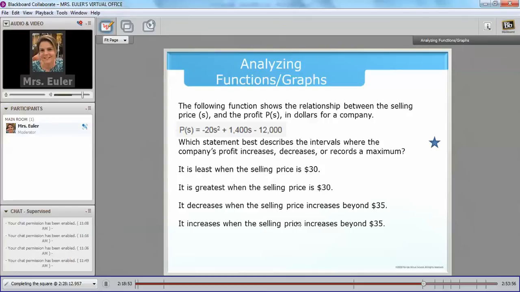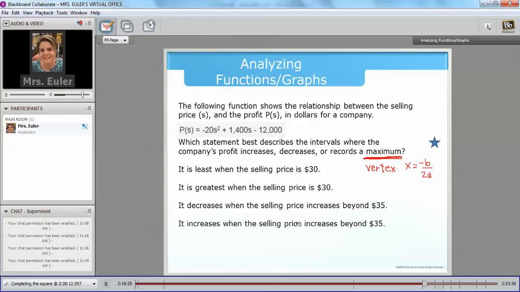Some key things that we need to get out of this question. Number one, maximum. This is a very, very important word. It's a key word. Anytime you see a question that asks about a maximum or a minimum, automatically you need to recognize it's talking about the vertex. All right, so anytime you see maximum or minimum, you are going to use your vertex formula. Remember, it was x equals negative b divided by 2a.